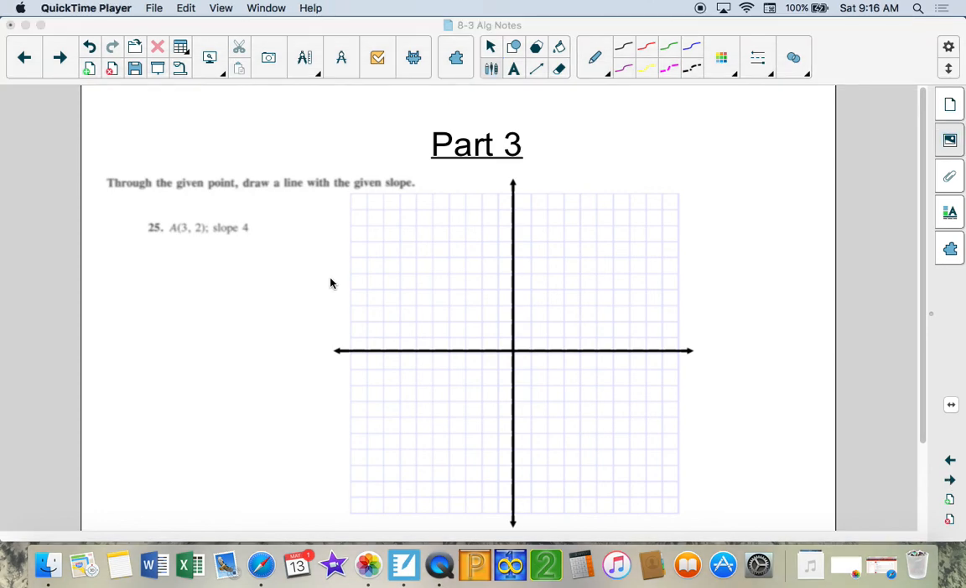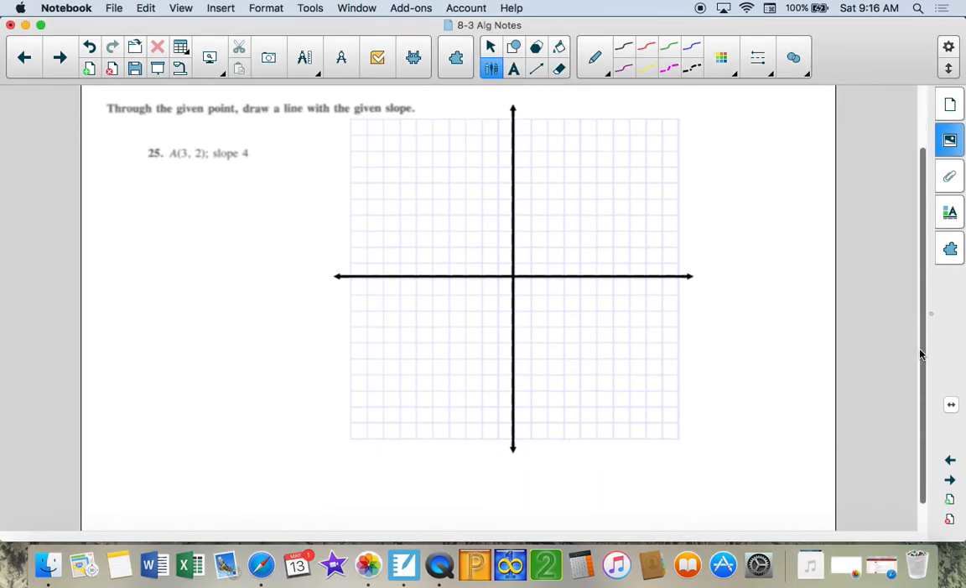All right, last part. Section 8.3, part 3. Through the given points, draw the line with the given slope. So we have a point, and we have to plot that point because the slope is 4. So let's look at that. Slope of 4. 4 is a fraction. Remember, it's rise over run. So it's positive, so we're going to go up 4. Run is left and right. That's positive, so it's going to be right 1.